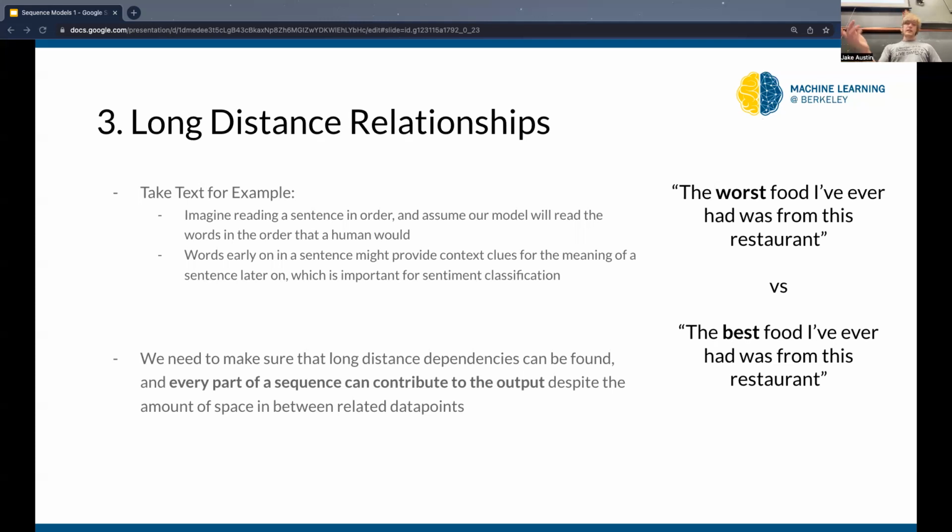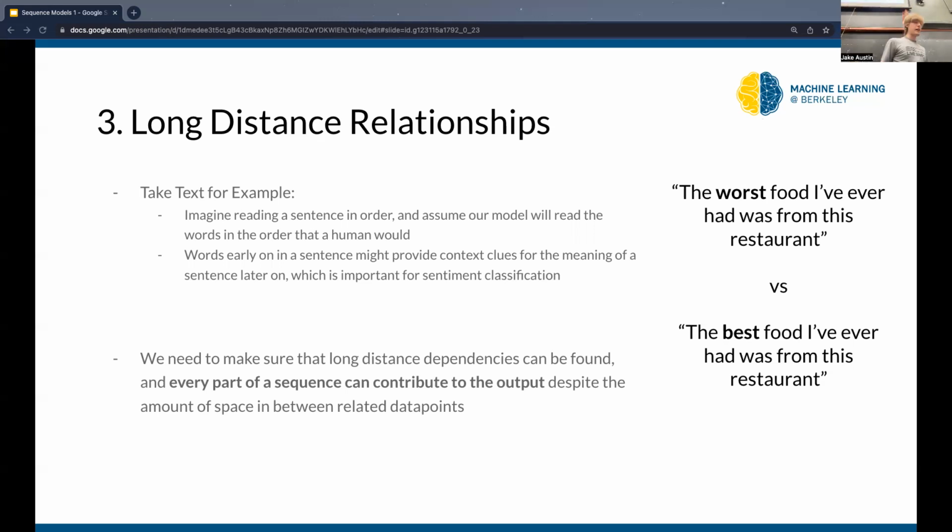So for example, on this text example, you have these sentences: the worst food I've ever had was from this restaurant, and the best food I've ever had was from this restaurant. By the time you get to the end of the sentence, you're wondering, did this person have positive or negative thoughts about this restaurant? You need to be able to look all the way back, or have information all the way back from the very start of your sequence. We need to somehow connect ideas that are on very different parts of the sentence. We need to figure out how to connect these two together.